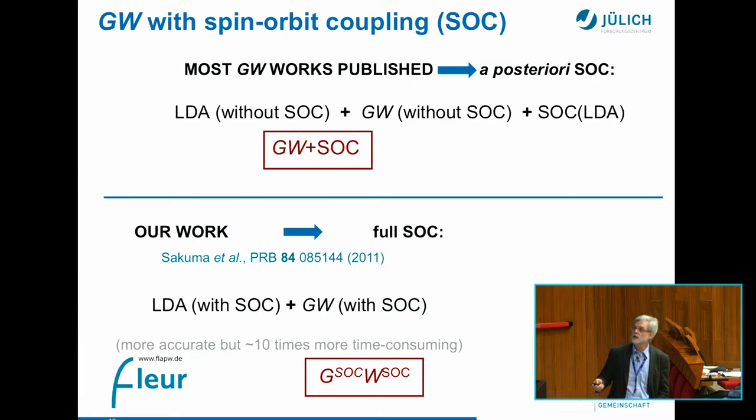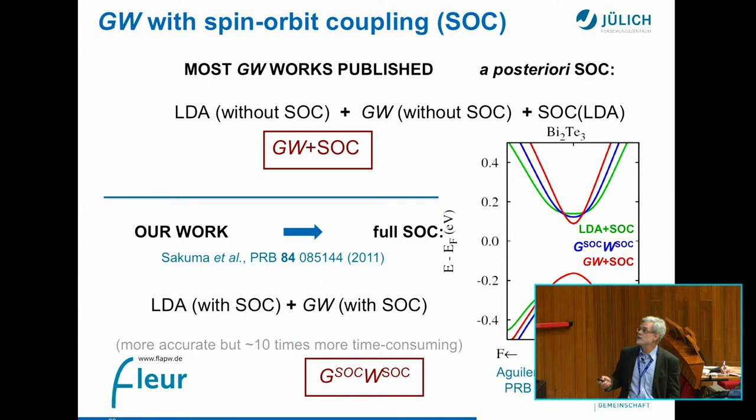And there is a difference if you implement it completely correctly. So you do an LDA calculation with spin-orbit interaction and add the GW on top with spin-orbit interaction. And this I call SOC times W SOC. And this is about 10 times more time consuming. And here I show you an example of the differences. Here, at the example of bismuth telluride, you see an LDA calculation, this green one, and you see the GW calculation. Both of them are LDA plus SOC and GW plus SOC. But if you do full GW plus spin-orbit interaction, you see the change between GW plus SOC and GW SOC, W SOC is basically of the same order. So these corrections are very large and have to be included correctly.